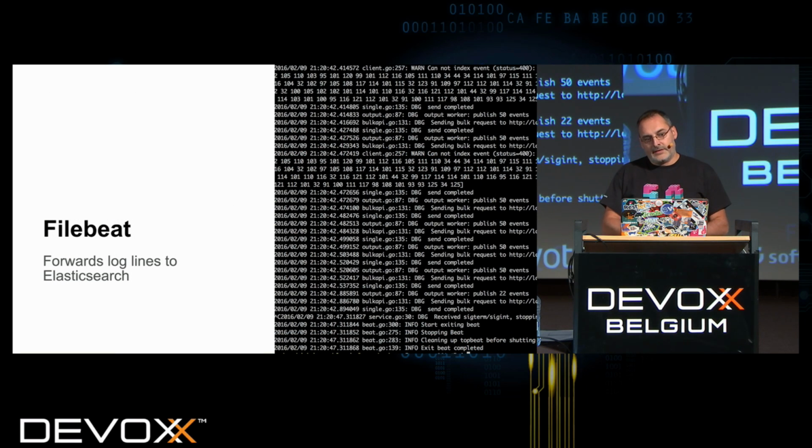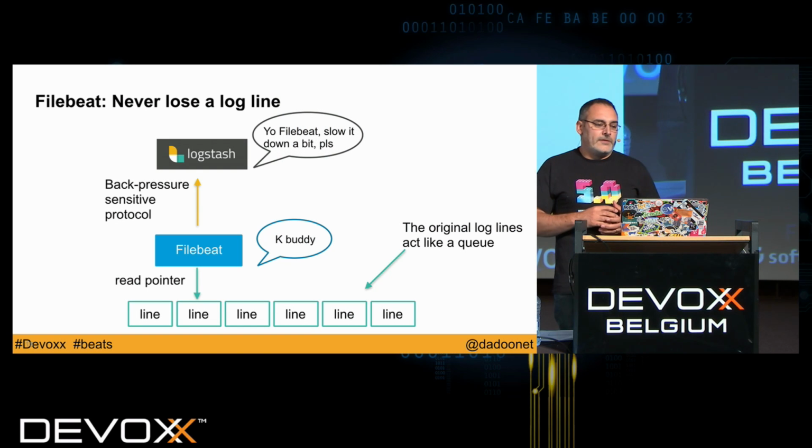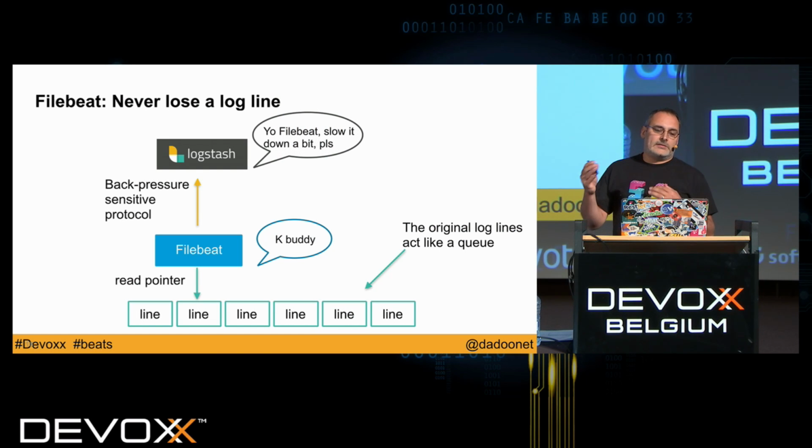Filebeat helps you to basically tail a log file and index the content to Elasticsearch. One of the cool things with Filebeat is that it communicates with Logstash, for example, using this back pressure sensitive protocol, which means that any time Logstash cannot really deal with all the content Filebeat is sending to it, Logstash is telling Filebeat, okay, please slow down a bit because I can't manage to deal with all that. And Filebeat will slow down.